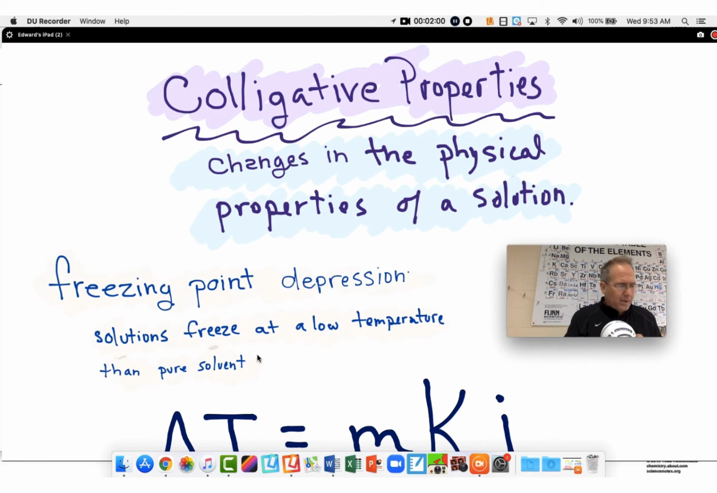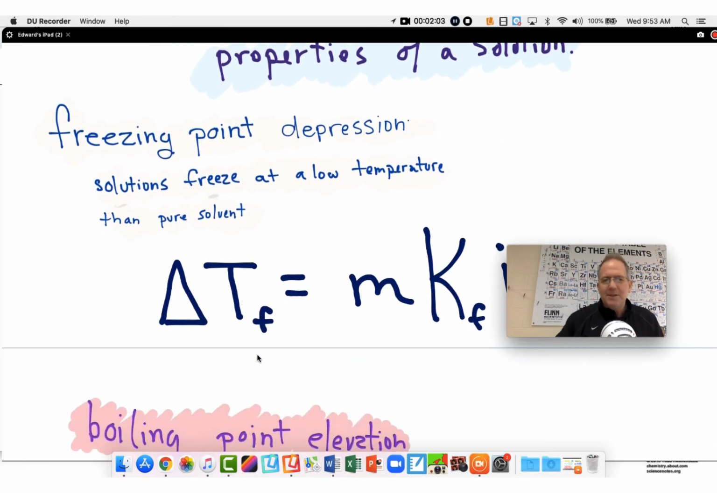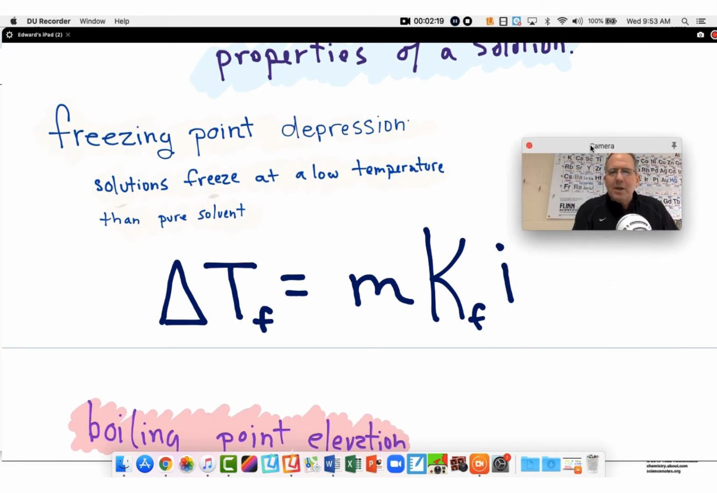Let's look at this equation really quick. Delta T, change in temperature. That little f down there means freezing. So delta T f, the change in the temperature of the freezing point, is equal to the molality. There's that concentration, that molality. That's what we're going to learn today. Times Kf, which is a constant depending on the solvent we're using. In our case, we're going to use water.